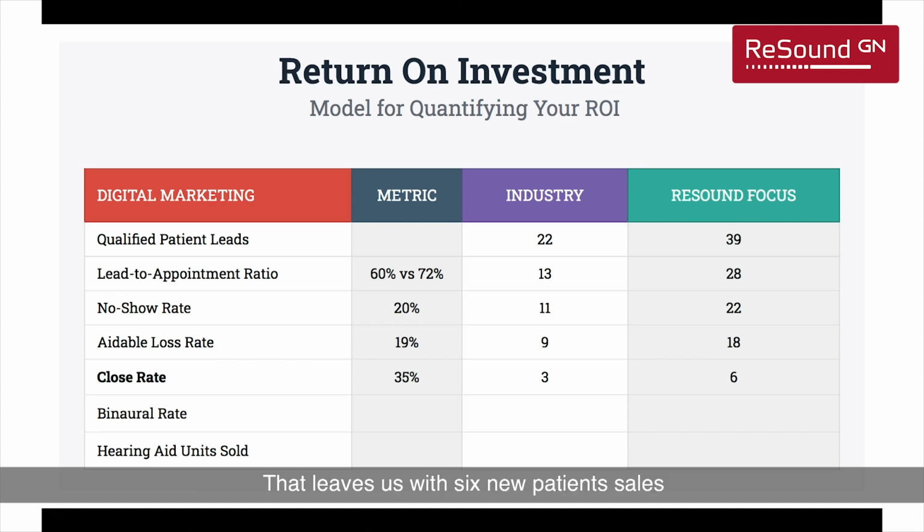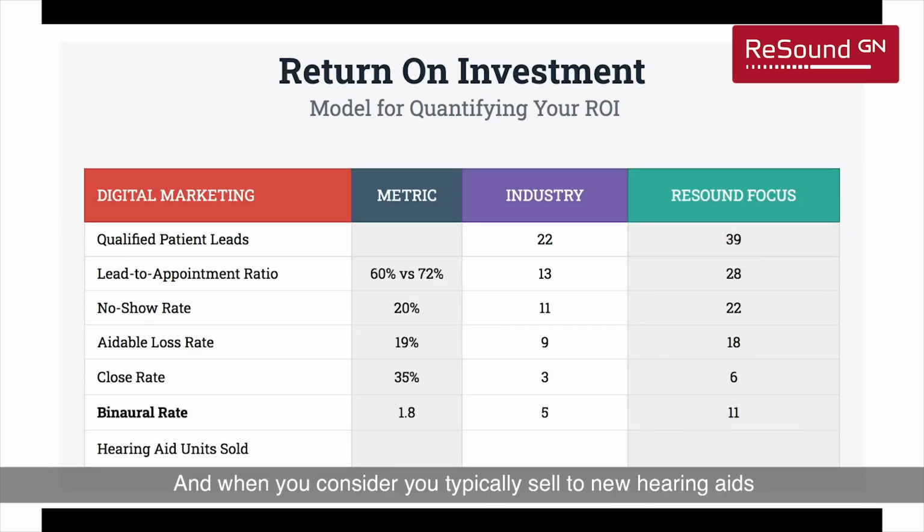That leaves us with 6 new patient sales for the month compared to the industry average of 3, or double the number of closed appointments. And when you consider you typically sell 2 new hearing aids with each new patient, or what we call the binaural rate, which is 1.8. This answers the most important question: how many new hearing aid units did I sell as a result of my digital marketing efforts?